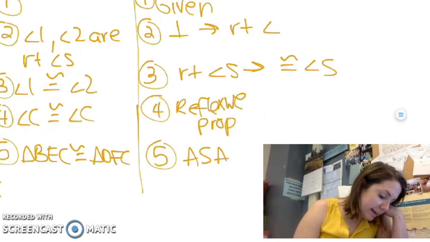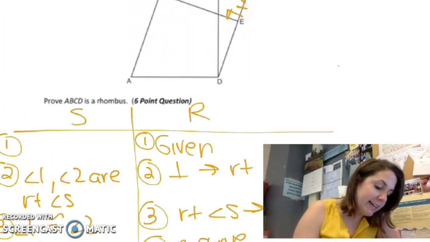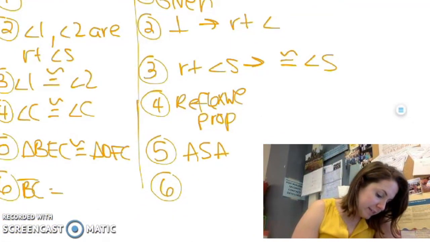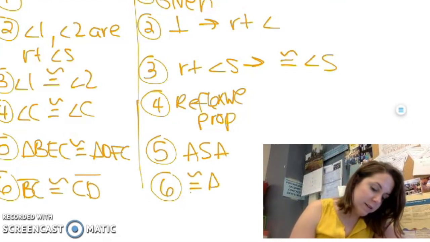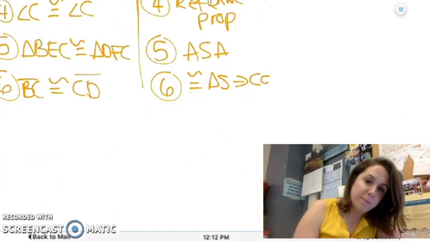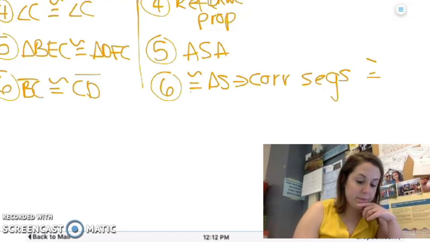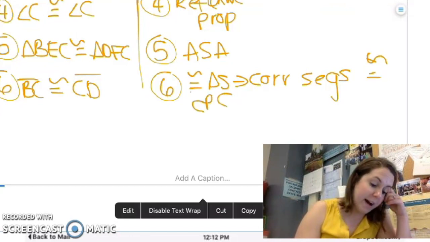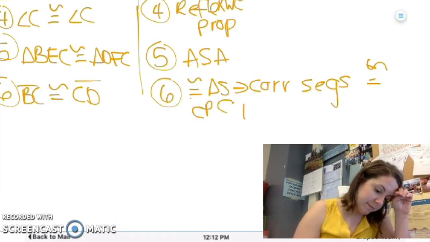Okay, so now let's say what that gives me. I want two consecutive sides congruent. So I can now say that BC is congruent to CD. And I can say that either because congruent triangles implies corresponding segments congruent, or because CPCTC. Just make sure you abbreviate it correctly. Oh my goodness, sorry. There we go.